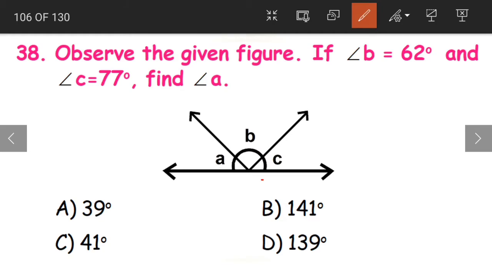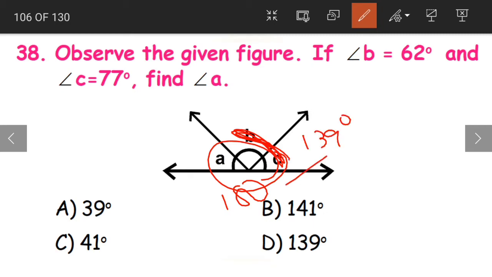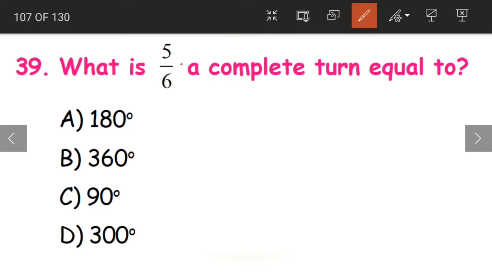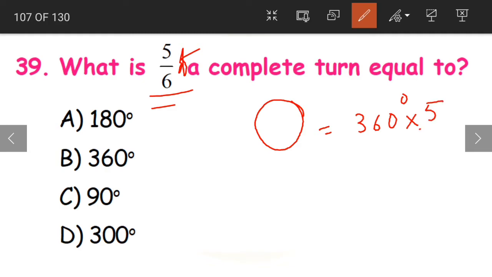Question number 38. See, the total is 180. From that we have removed this one. This is equal to 139. So when we removed, the difference is nothing but our angle A, that is option C, 41 degrees. Question 39. What is 5 by 6 of a complete turn equal to? A complete turn is nothing but 360 degrees. So what should we find out? 5 by 6 of 360 degrees.